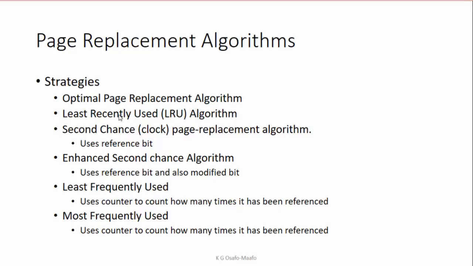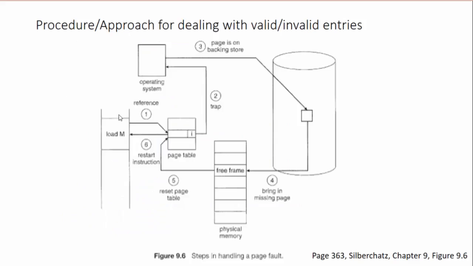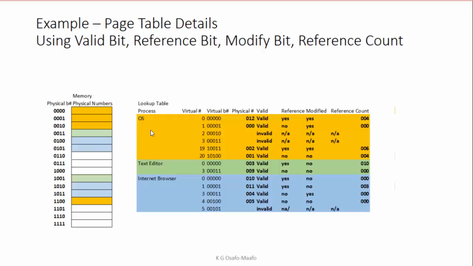There's also the next algorithm, the second chance algorithm. So I'll go back to my diagram. It would mean that I need to pay attention to my reference bit. Note that not all page tables will have all these bits, at least the valid bit, so it knows what is valid. But these are extras that help with the algorithms.